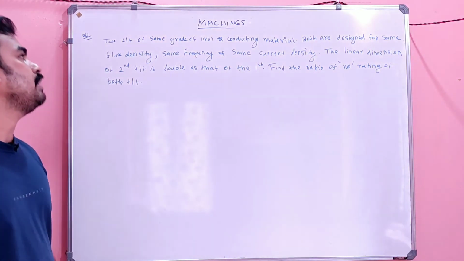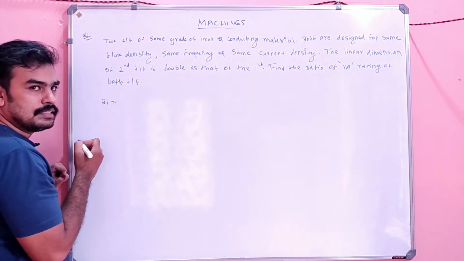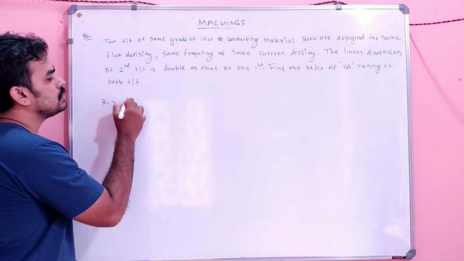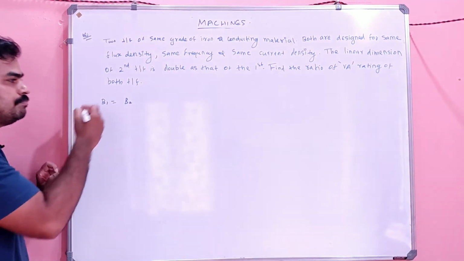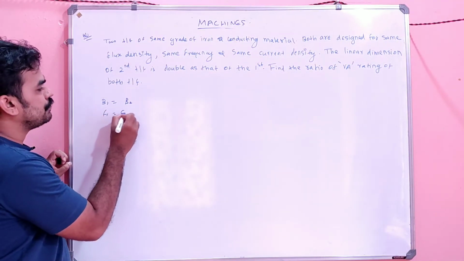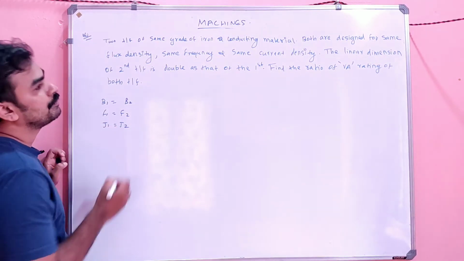Both are designed for same flux density. Let B1 be the flux density in the first one and B2 the flux density in the second one. So B1 equals B2. Same frequency, F1 equals F2. Same current density, J1 equals J2.